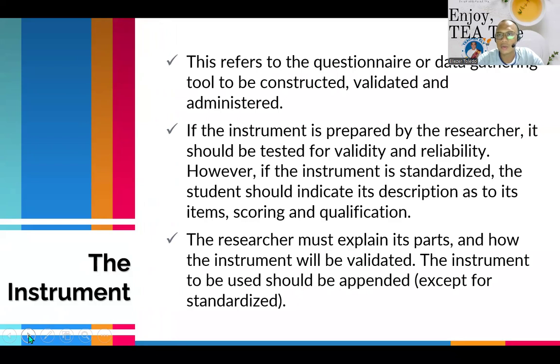Instrument. This refers to the questionnaire or data gathering tool to be constructed, validated, and administered. If the instrument is prepared by the researcher, it should be tested for validity and reliability. So, klaro, no? Kung ikaw magbuhat, maingon na lang kung ayaw na lang. Okay, daghan og hassle.